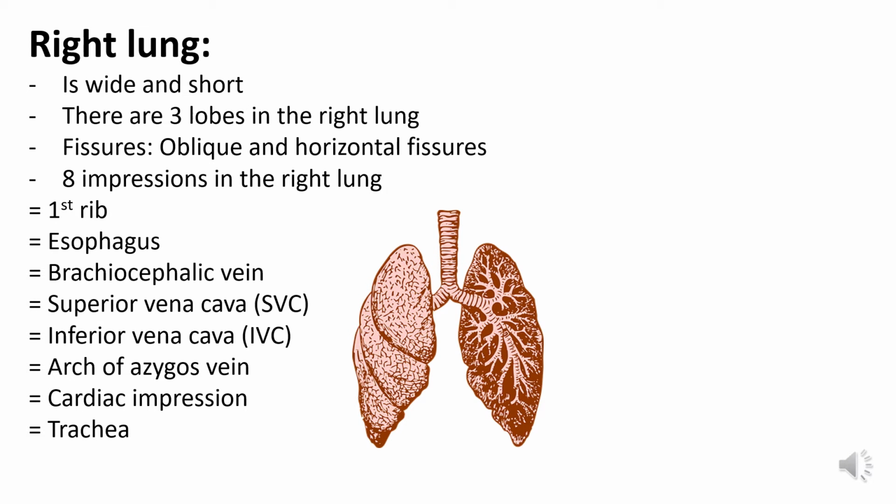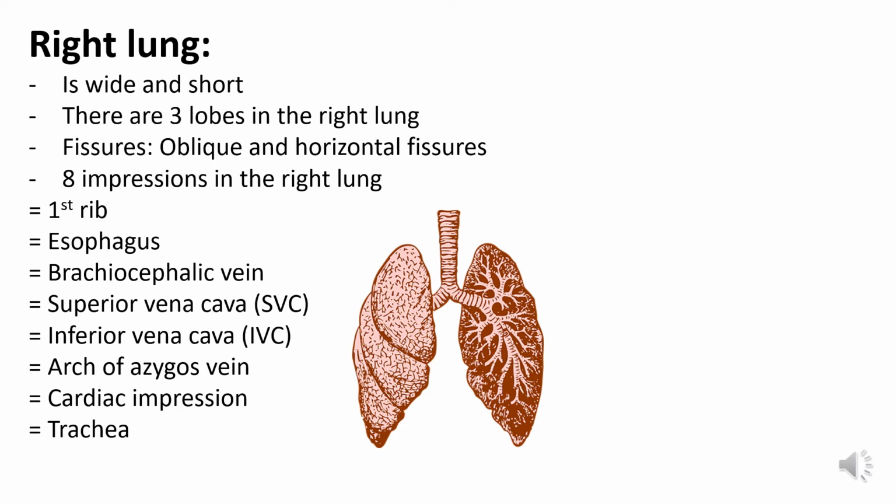Taking a look at the right lung now. It is wide and short. There are 3 lobes in the right lung. The fissures are 2 fissures instead of 1 fissure such as in the left lung. So the 2 fissures in the right lung are the oblique and the horizontal fissures.